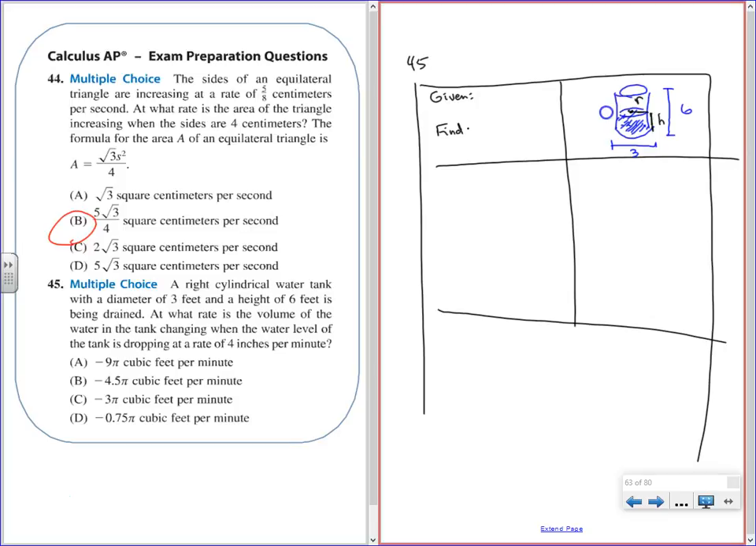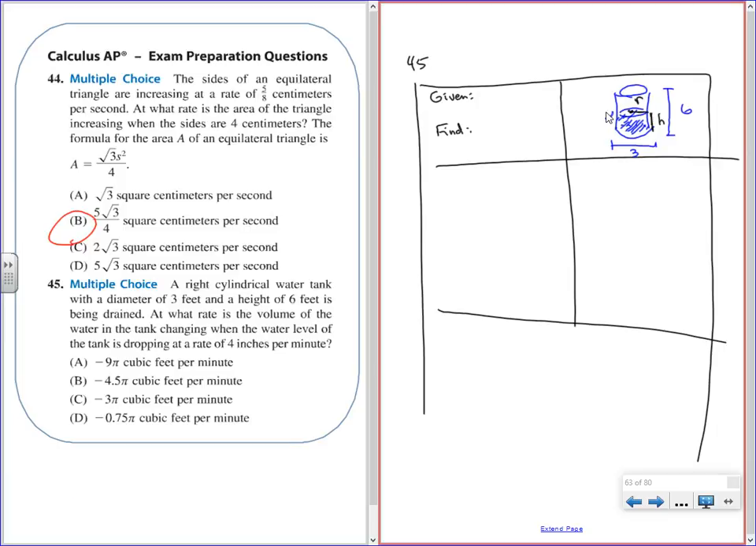Okay, it's a lot nicer when it's oriented. Okay, given. What'd you guys pull out? Yeah, go ahead. The H, is that the 6 feet? Well, 6 feet, that's the container, but the water's not all the way up if it's draining out, so H is however high the water is. Does that make sense? Okay.